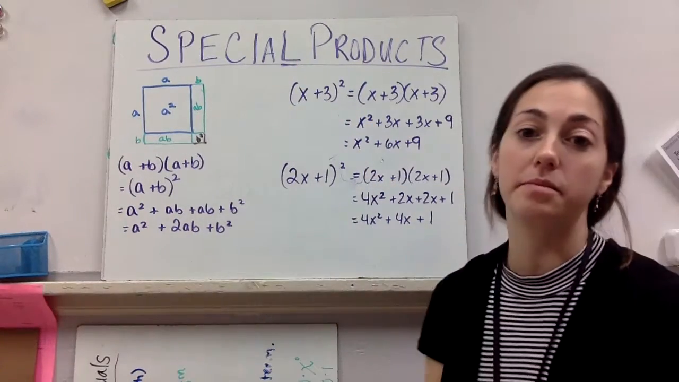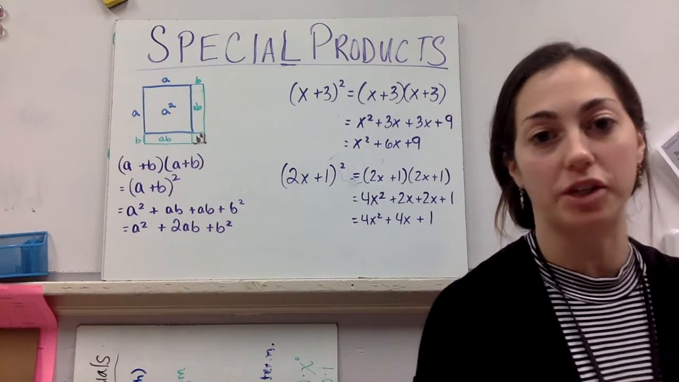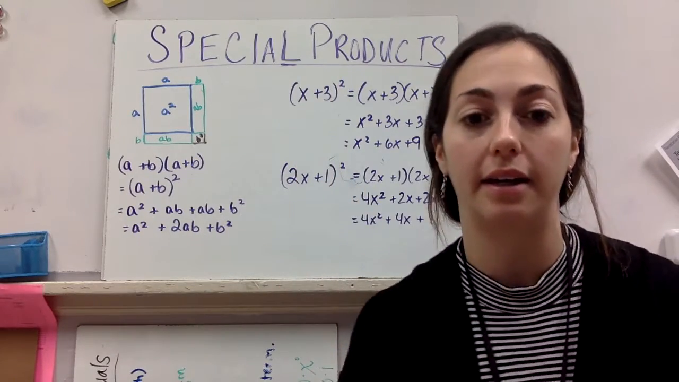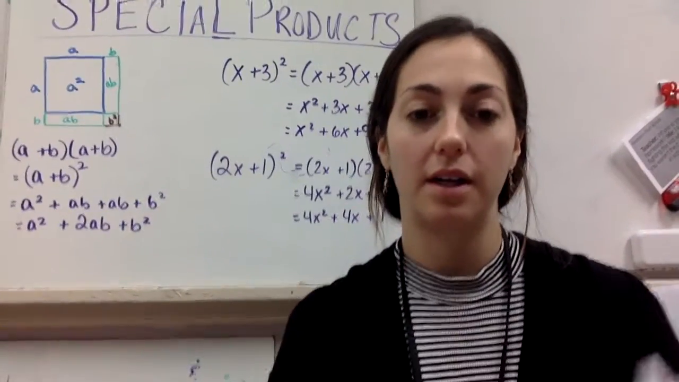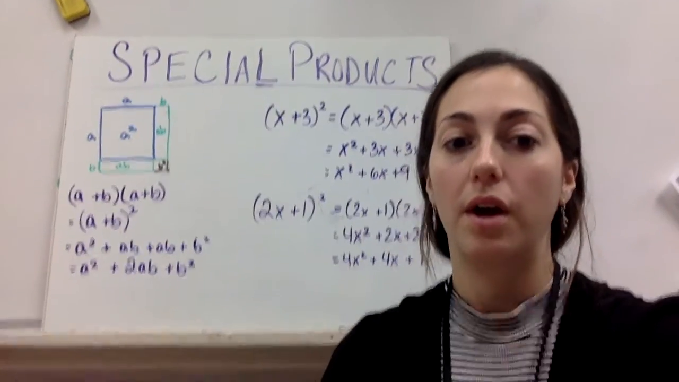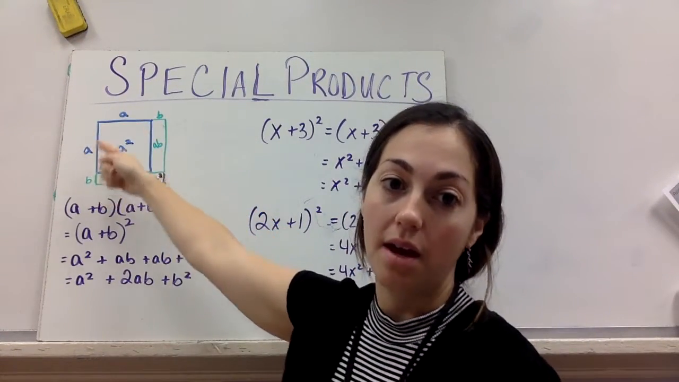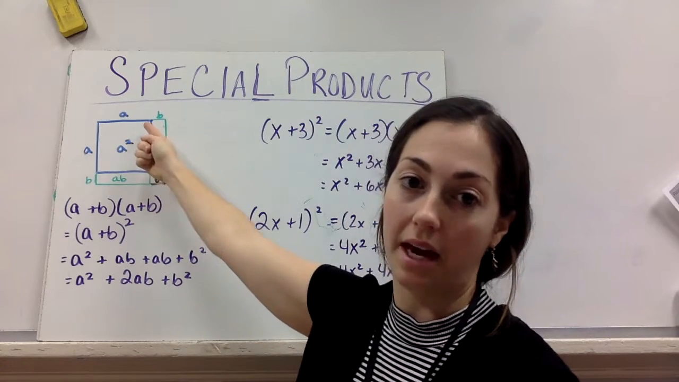Hello, we're talking about some special products. Special. So we're still multiplying, but these are unique, and I'm going to pull this photo so we can see why. So I've got the length here. If we're looking here, I've got length A. And I've got length A up here.